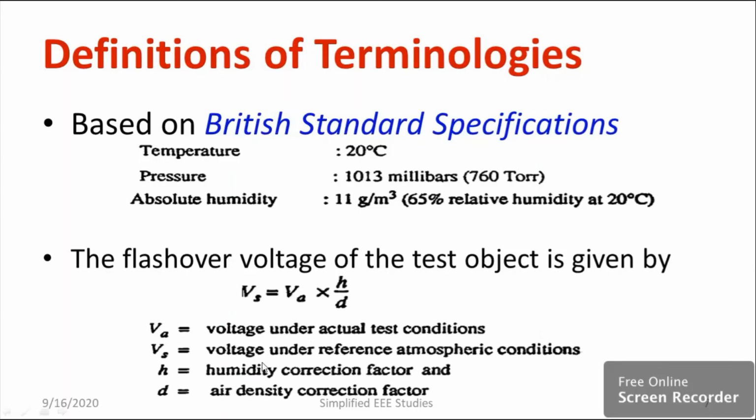Let us get familiar. Va is known as voltage under actual test conditions. Similarly, Vs is known as voltage under reference atmospheric condition. That means flashover voltage. H is the humidity correction factor. Then D is the air density correction factor. There is a formula for calculation of H and D separately. Let me show you how to calculate the humidity correction factor and air density correction factor.